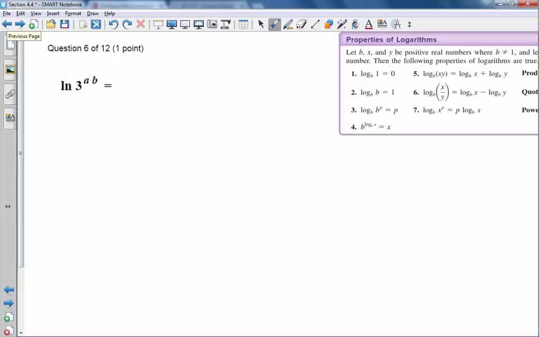This is the power rule again. Power. Do you see the power? You can't miss it. a, b, both is a power. But what is ln? I'm confused. I expect to see log. All these rules are for logs with some bases. I don't have a base. I don't have log. What does ln mean? Yes, there is actually a logarithm here. This is logarithm base e of 3 to the ab.